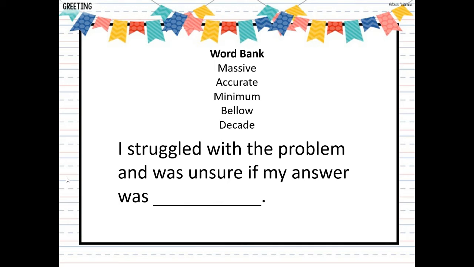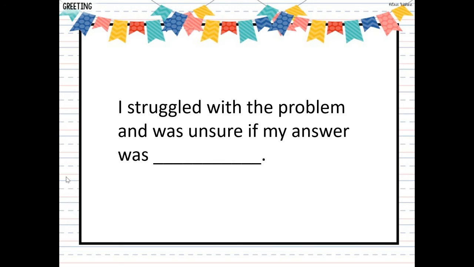Same words, our sentence is, I struggled with the problem and was unsure if my answer was blank. Well, if we're doing a problem and we want it to be right, our correct word would be accurate. I struggled with the problem and was unsure if my answer was accurate, was correct.